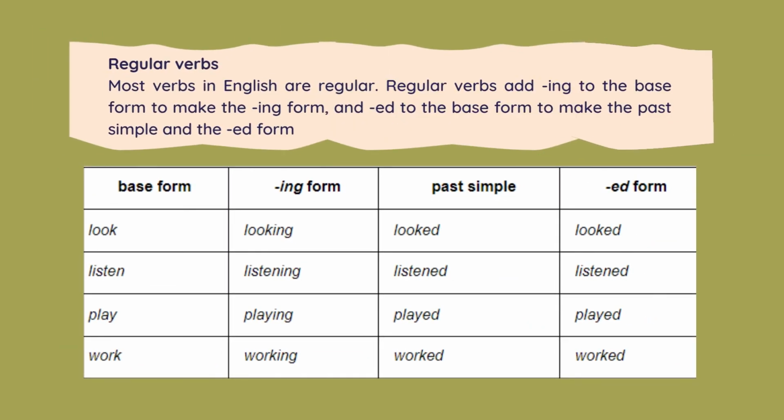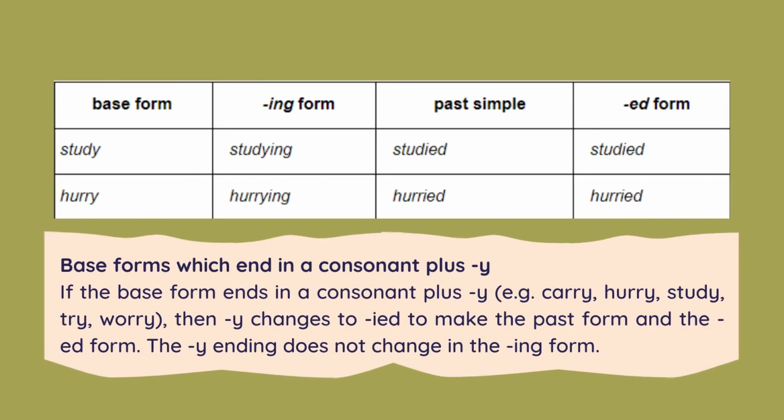Regular verbs. Most verbs in English are regular. Regular verbs add ing to the base form to make the ing form and ed to the base form to make the past simple and the ed form. Base forms which end in a consonant plus y. If the base form ends in a consonant plus y, then y changes to ied to make the past form and the ed form. The y ending does not change in the ing form.